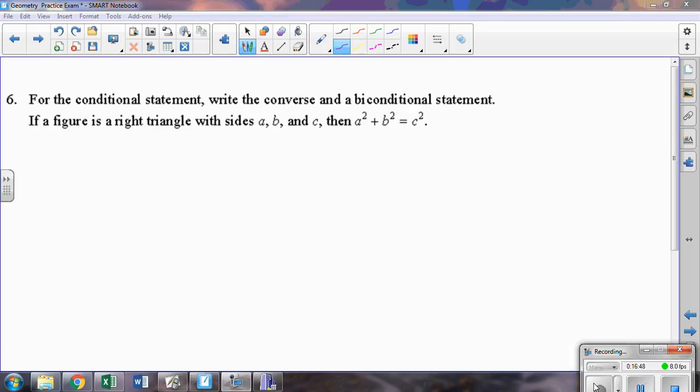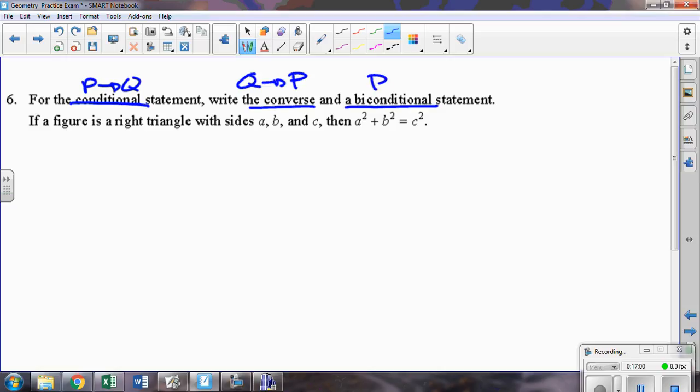Here is a similar problem. For the conditional, which we know is P implies Q, write up the converse, write up the biconditional. Very, very similar, so we'll make sure that we actually get them all included. Well, what is the hypothesis for our statement? If the figure is a right triangle with sides A, B, and C, then A squared plus B squared equals C squared.